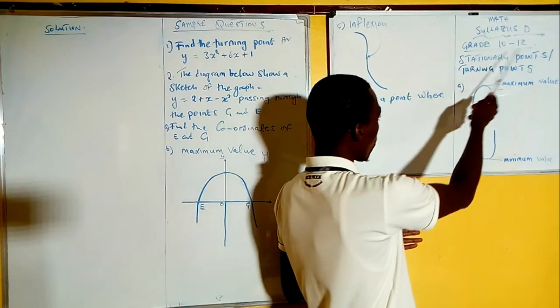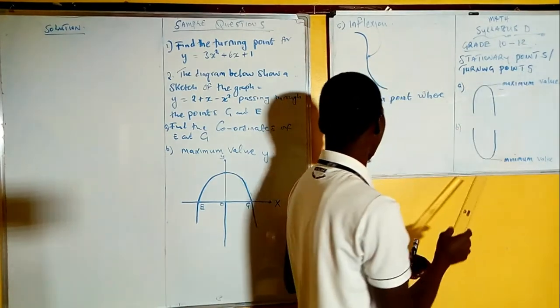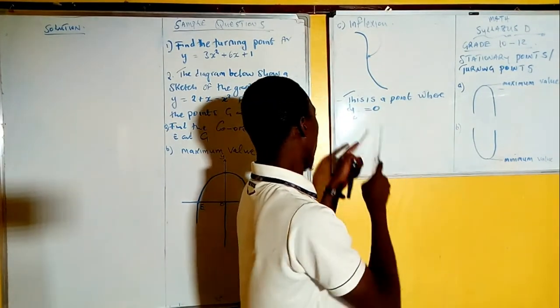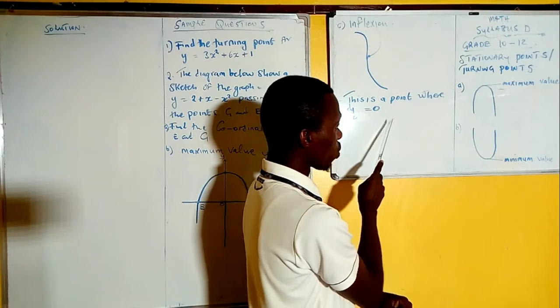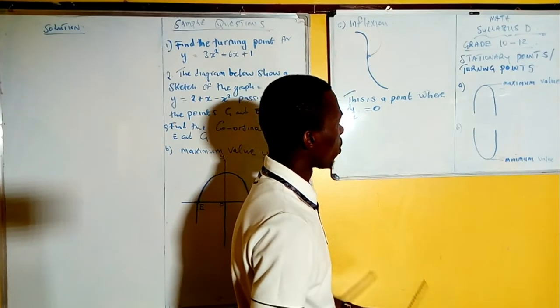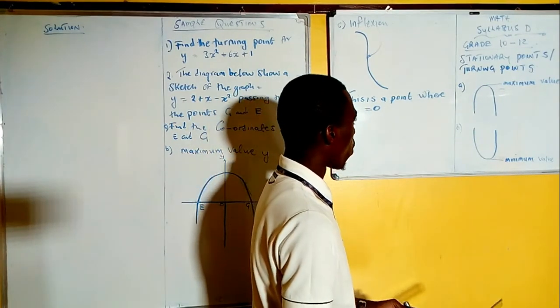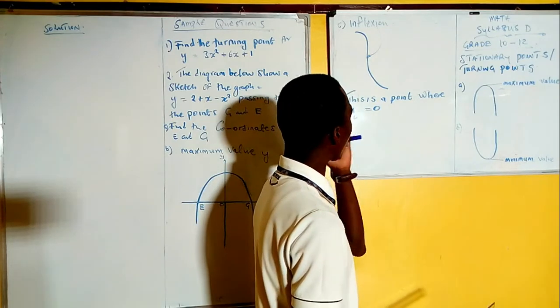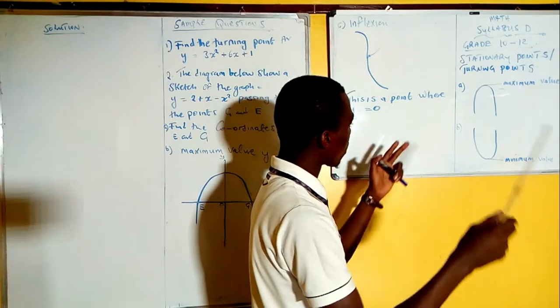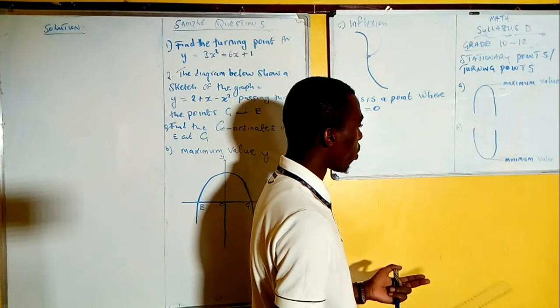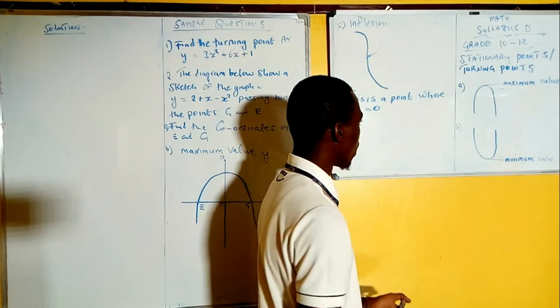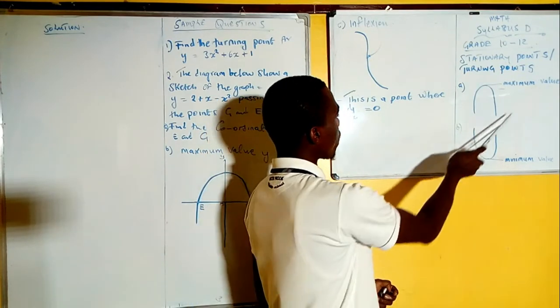So a stationary point, which is also called a turning point, is simply a point where dy by dx is equal to 0. Now, just giving a summary of it all, we have three types of turning points. Even when you are drawing the graphs, you are going to obtain three types of curves. So we have a curve which is called a maximum.